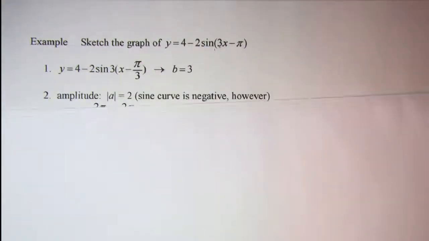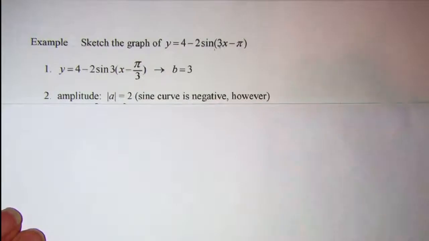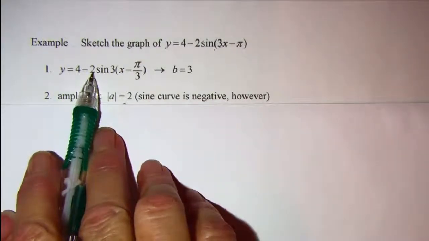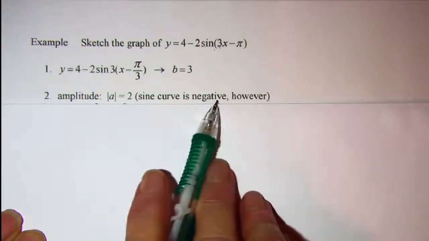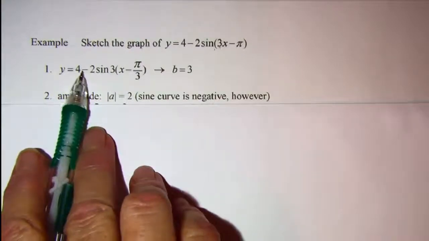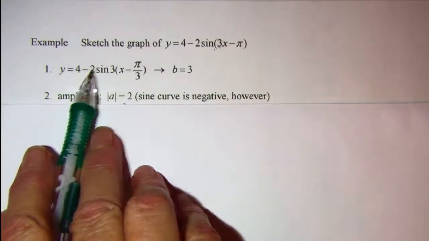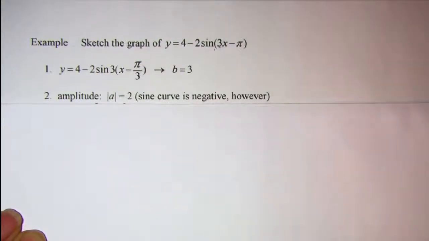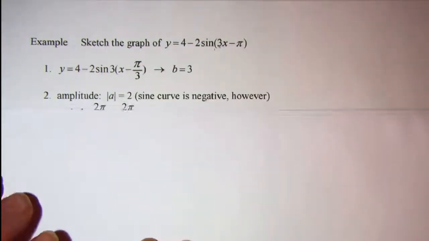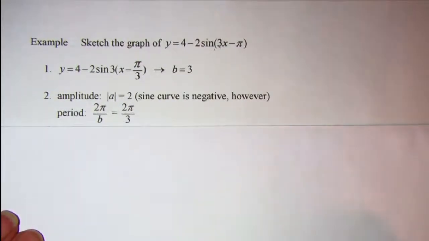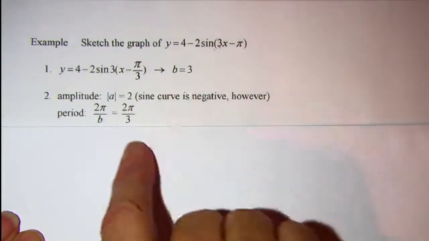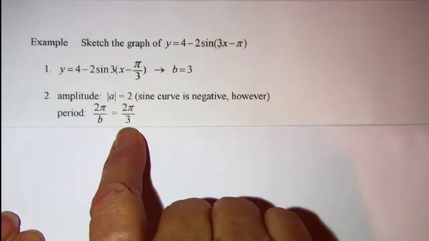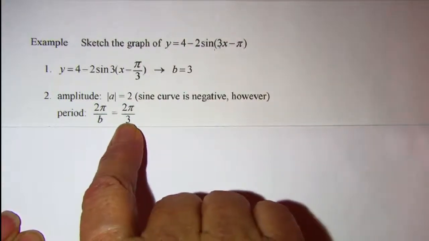Step 2, we want to find all of our values. Amplitude is the coefficient of the sine curve. So it's 2, but we want to make a note that our sine curve is negative. Because of this negative sign, we will start and head down when we start graphing. Then our period is 2 pi over b. B is 3, so we do one complete curve in 2 pi over 3 radians.